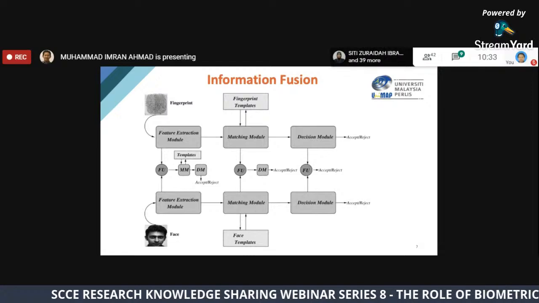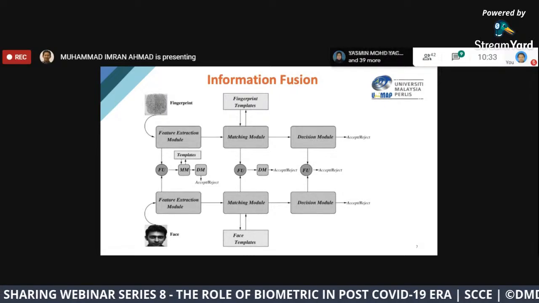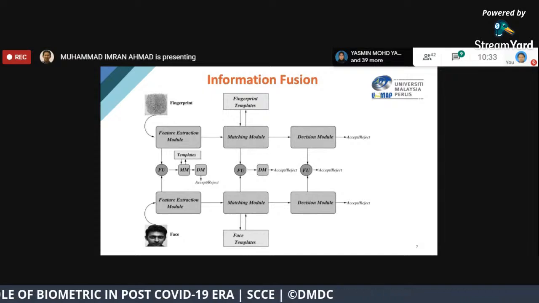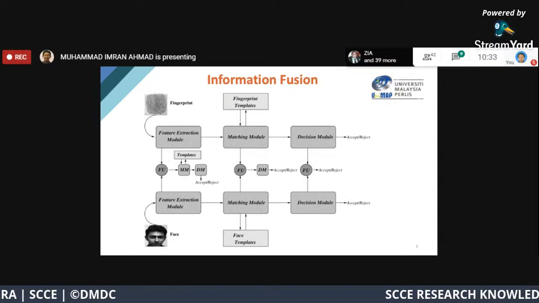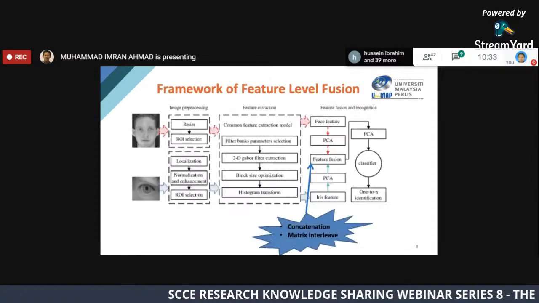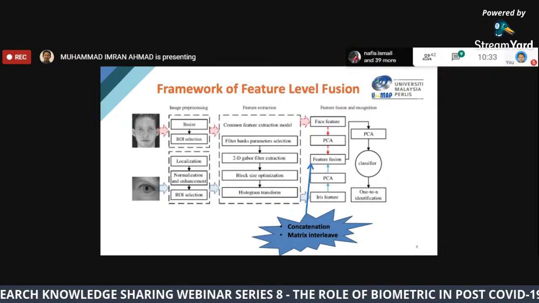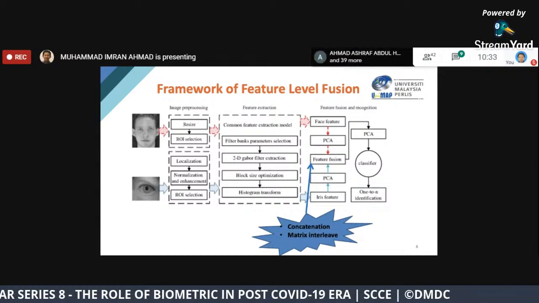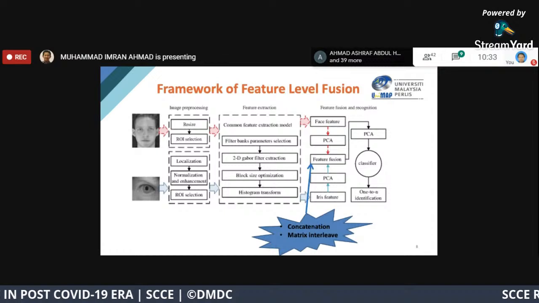So with the limited information that we have in a facial image, maybe this is one of the solutions that we can explore. We can fuse the information. This information can be taken from the global or local features that we discussed just now. Okay, so the framework of feature extraction. When we want to fuse the information at feature extraction, there are several steps that you need to consider.